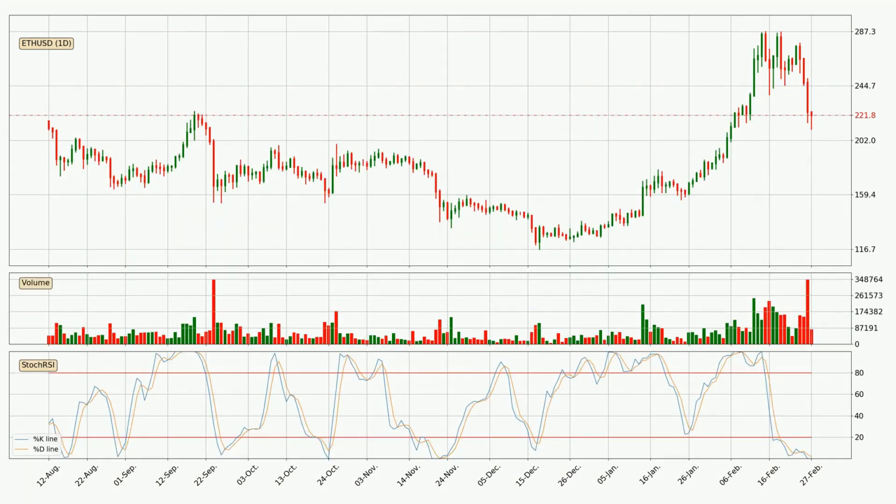Looking at the daily stochastic RSI, both the %K and %D lines are currently very low, which means that the price is oversold and a trend change, or at least some kind of consolidation, is to be expected. However, the K line still hasn't crossed the D line, so you should wait to see if the trend will actually change to the upside.